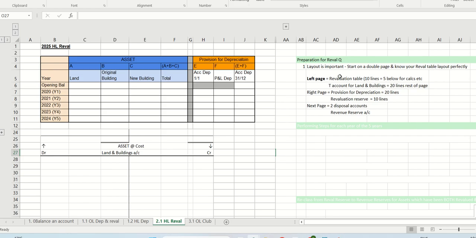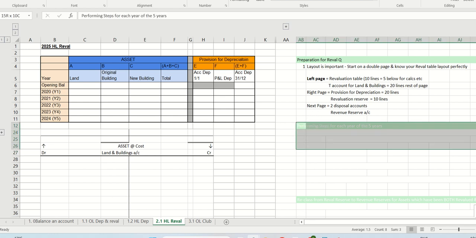You need about 10 lines for your revaluation reserve account. You need 20 for your asset and your provision for depreciation account. And your disposal accounts are small. You won't need five lines for those. And revenue reserve small as well. They're on the other page. Then you're ready to start. Read the question carefully before you start.